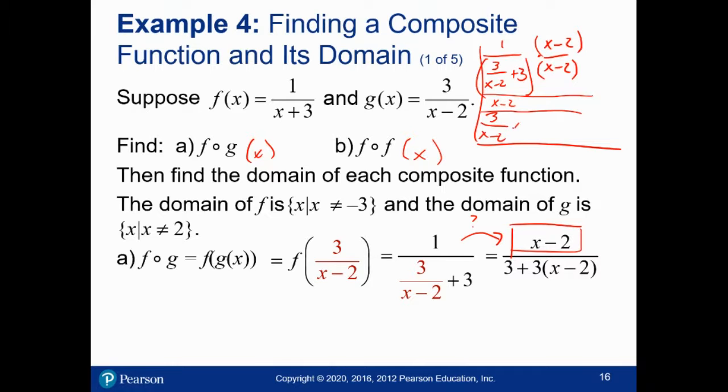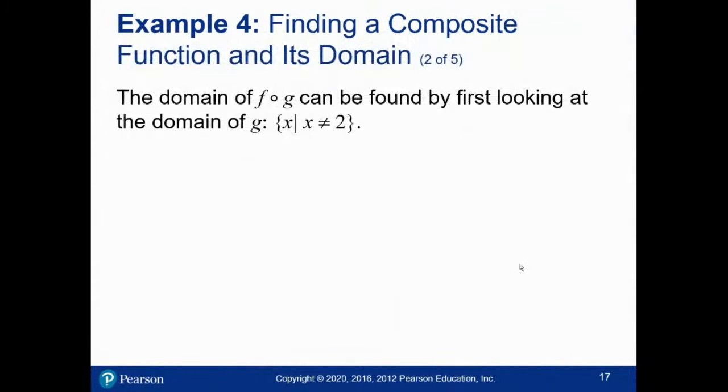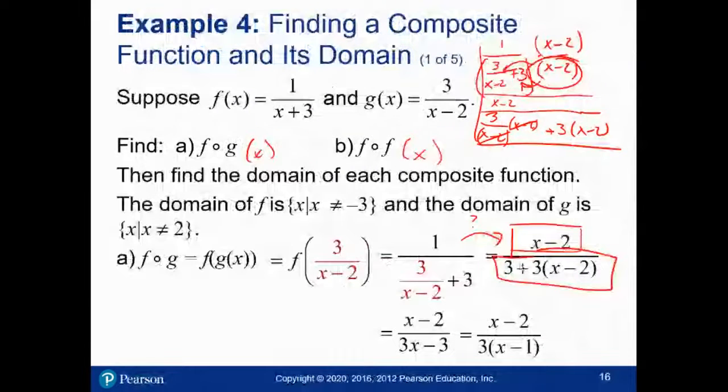And when I distribute x minus 2 across this denominator, we get 3 over x minus 2 times x minus 2 plus 3 times x minus 2. So that was taking this x minus 2 and distributing it to each of these terms. These x minus 2's cancel, and that's how we got this denominator. If we simplify that down, we get x minus 2 over 3x minus 3. And then you could factor that 3 out from the denominator. Sorry, let's go back. So here is f of g, right there.